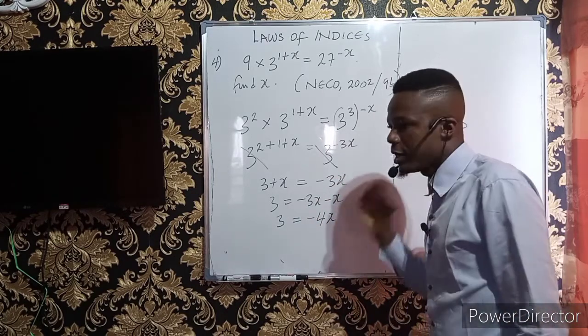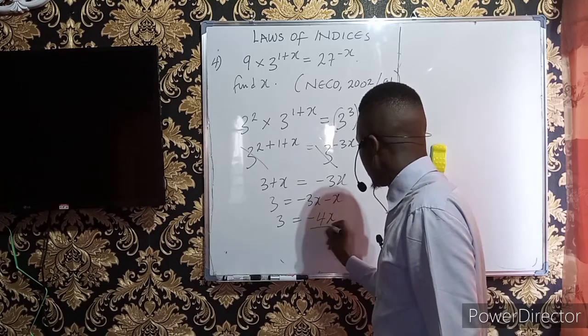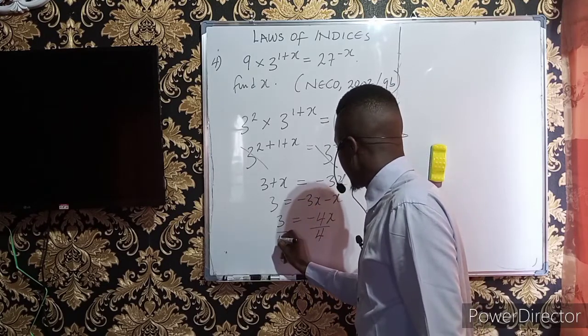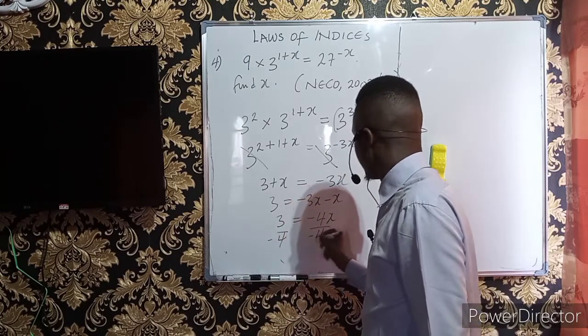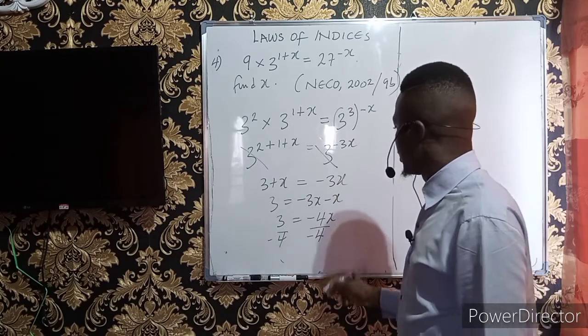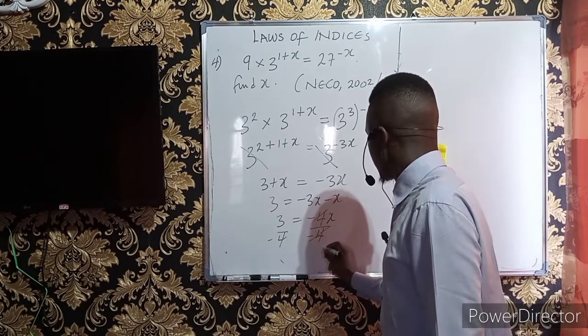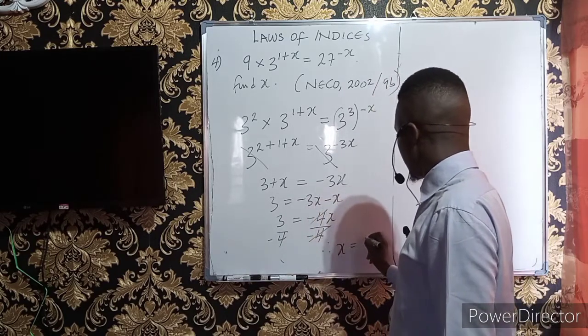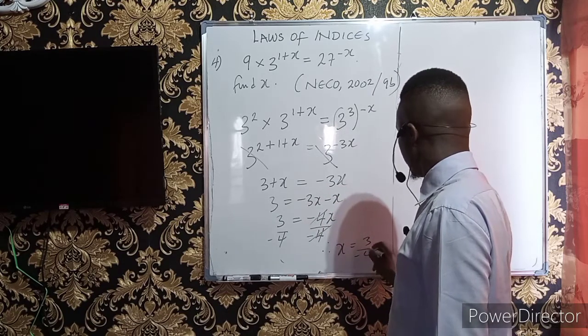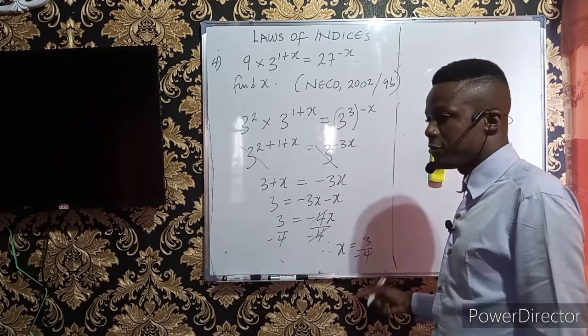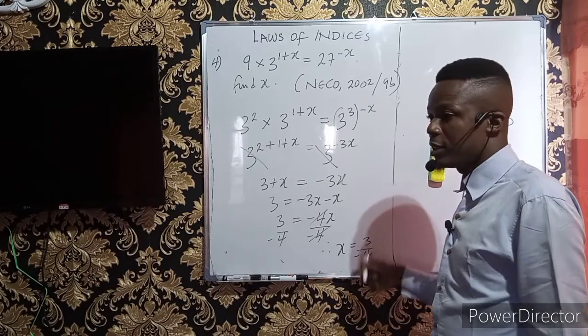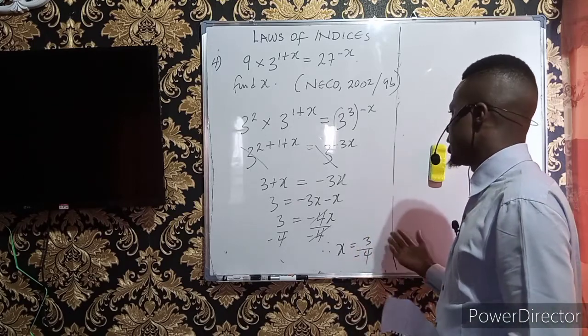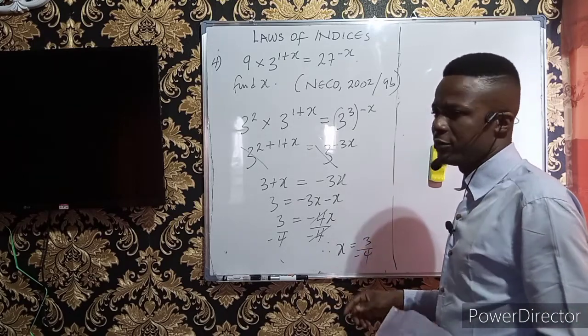Hence, to get the value of x, I'll divide both sides by minus 4, not even 4, because the coefficient of x is minus 4. This cancels out. So therefore, x is just 3 over minus 4, or minus 3 over 4. You can place the negative sign in either of the numbers. So it's just minus 3 over 4. And that is the value of x here.